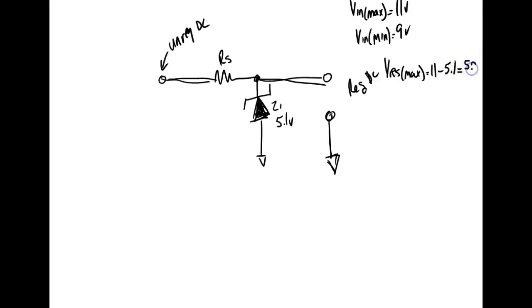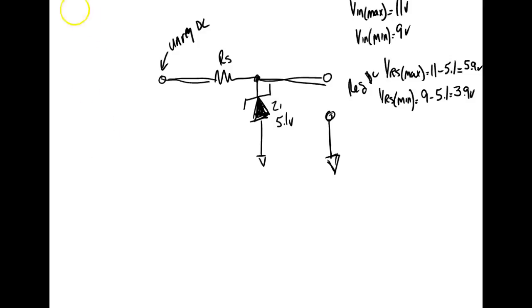Yeah, 5.9. I don't run out of room. And my VRS minimum is going to be my minimum input voltage, which is 9, minus 5.1. So what's that going to give us? 3.9. So now I know the voltage drops that I'm going to use to calculate this resistor. So what we're working on is R is equal to V over I, right? Everybody okay?